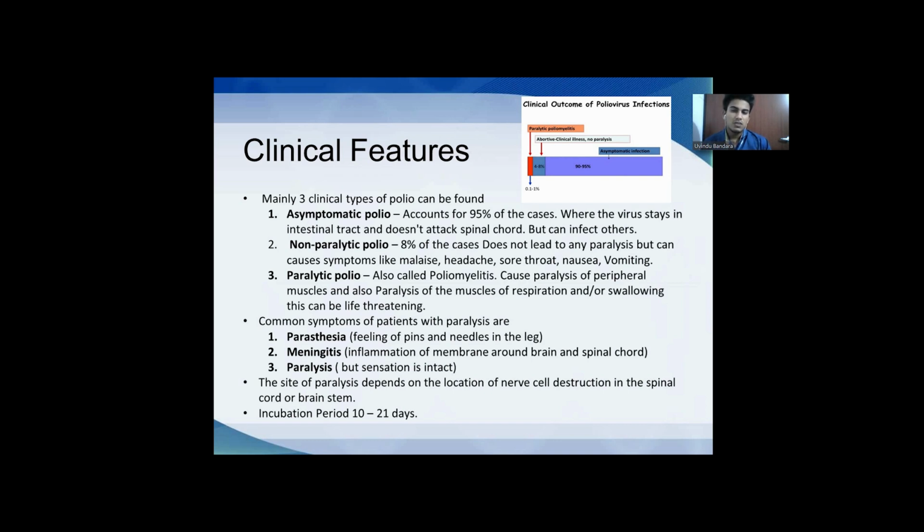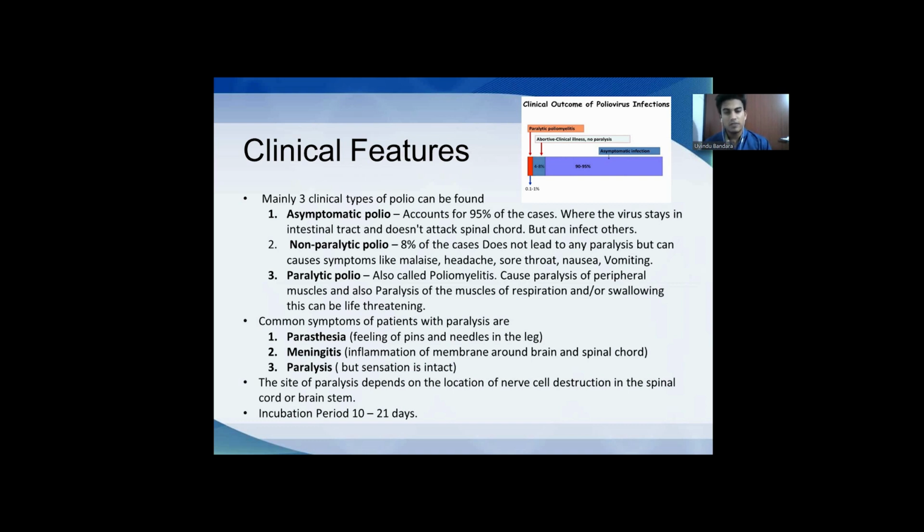The second one is non-paralytic polio, which is symptomatic. About 8% of infected people are in this group, and they will show symptoms like sore throat, nausea, vomiting, headache, and malaise.